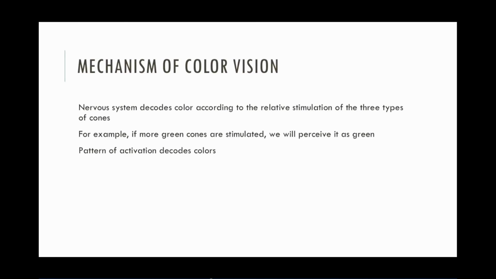So color vision, we decode 3 different types of colors. And if more green cones are stimulated, then you get green. If you ever get paint mixed at a store, you want a color of this color, but they put different colors in different quantities into the paint before they mix it. The same thing with your cones. Different colors are saturated more, which gives you a different color that you see.